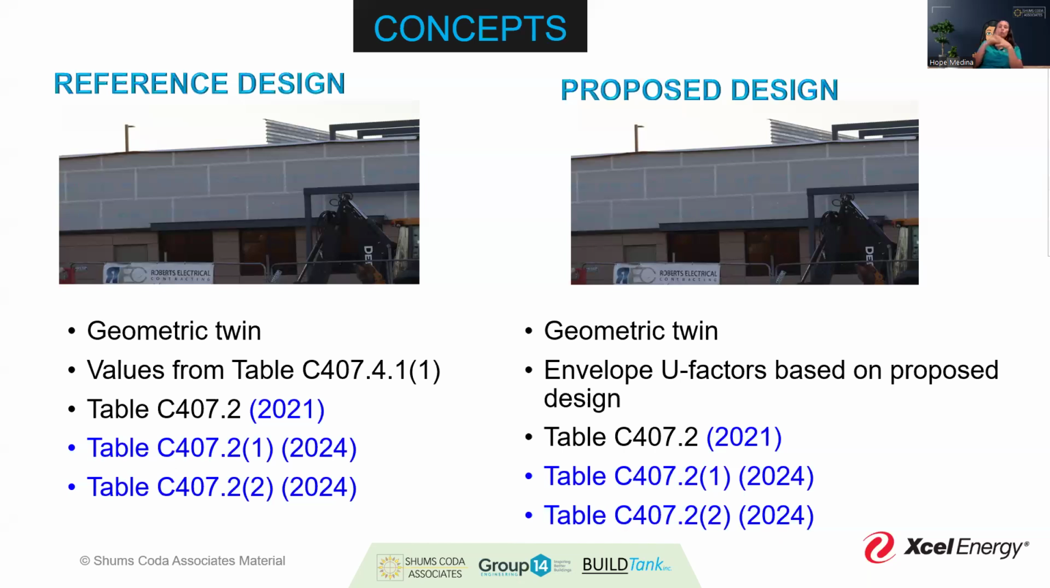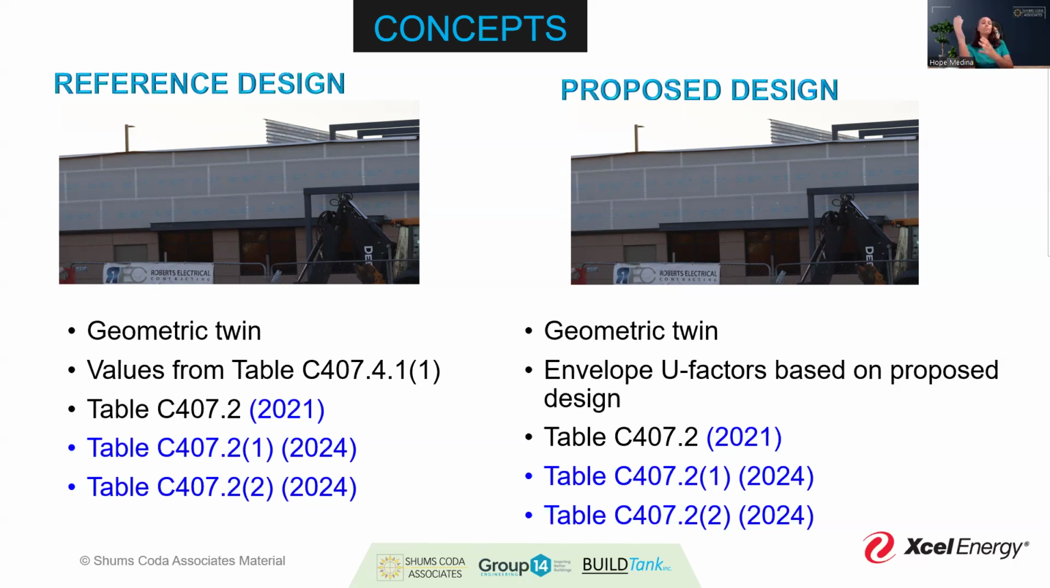And you also, in that design, would have to incorporate the requirements that you find out of C407.2, which happens to be our mandatory table. And then for the 24, you have a couple of tables that you would have to pay attention to. And we're going to talk about that here shortly.